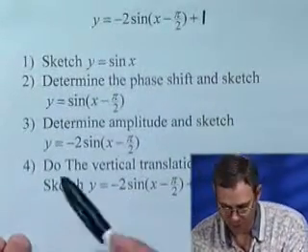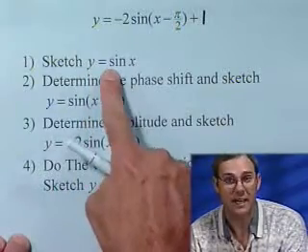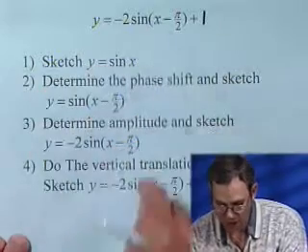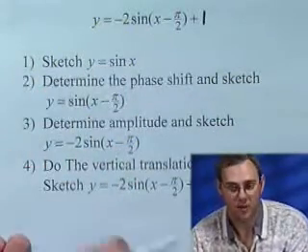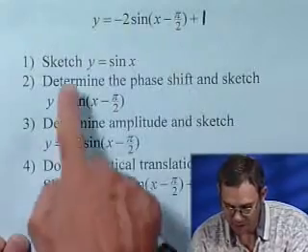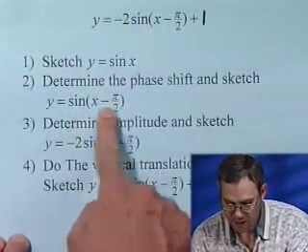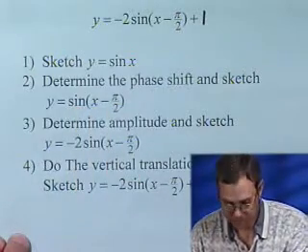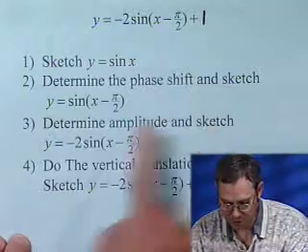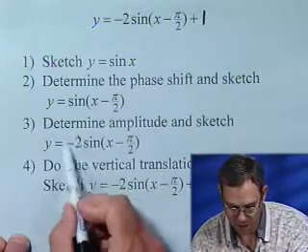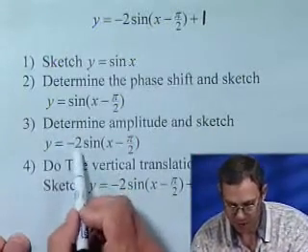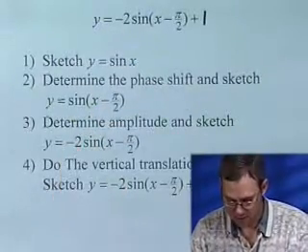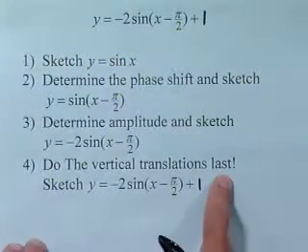The first thing we're going to do is sketch the function sine x. Okay, that's our base function. Next, we're going to determine the phase shift. Remember, that means the horizontal shift or horizontal translation. So we're going to sketch sine (x minus pi/2) next. That's going to be a horizontal shift to the right pi/2 units. Then we'll determine the amplitude. Remember, the amplitude is the absolute value of the number out here. The amplitude's 2. So we're going to stretch this by a factor of 2, and we're actually going to flip it because it's negative.